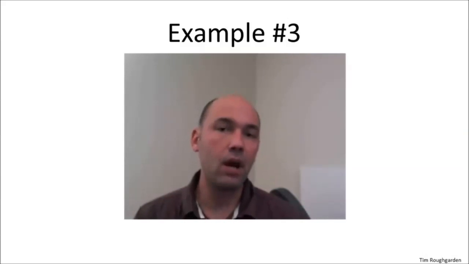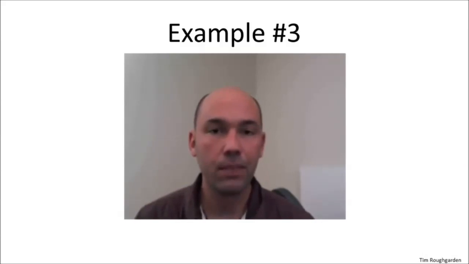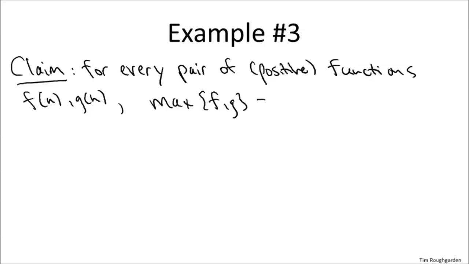Recall that while big O is analogous to saying one function is less than or equal to another, theta notation is in the spirit of saying one function is equal asymptotically to another. So here's the formal claim we're going to prove. For every pair of functions f and g, both defined on the positive integers, the claim is that it doesn't matter, up to constant factors, whether we take the pointwise maximum of the 2 functions or the pointwise sum of the 2 functions.